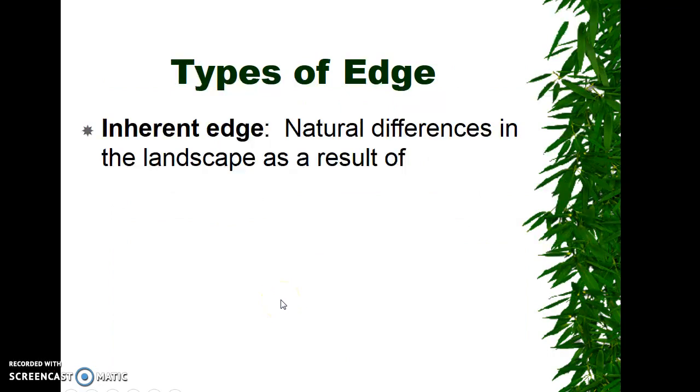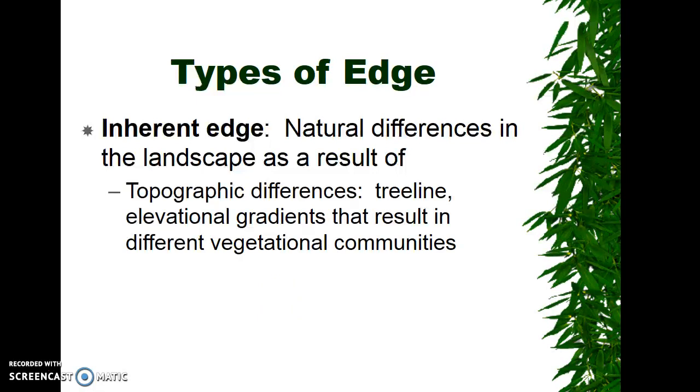There are a couple different types of edge to consider. Inherent edge is just the natural differences in the landscape. That can result from topographic differences like tree line and elevational gradients. Think about our grasslands transitioning into the shrublands of our foothills, then into our woodlands or widely spaced ponderosa pine forest, and then into our mixed conifer forest as you go up in elevation. That would be very broad, different ecosystems coming together.